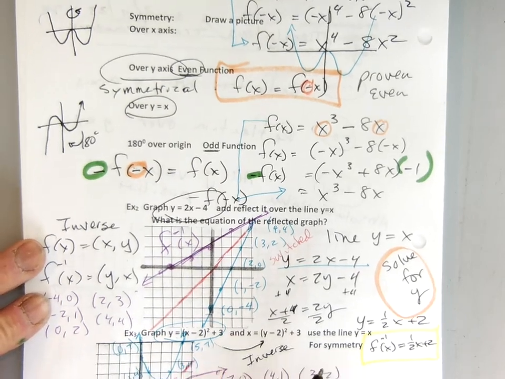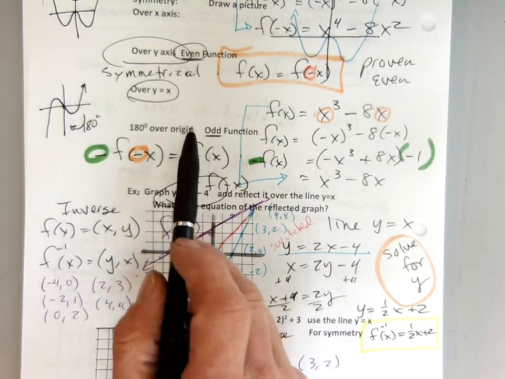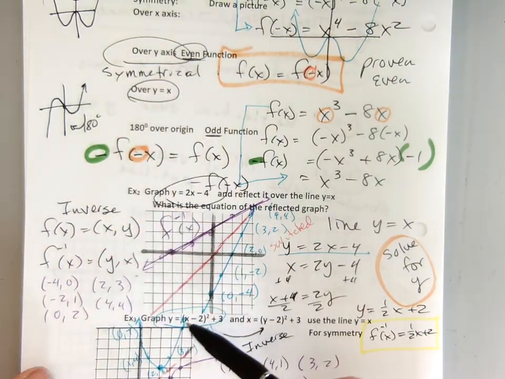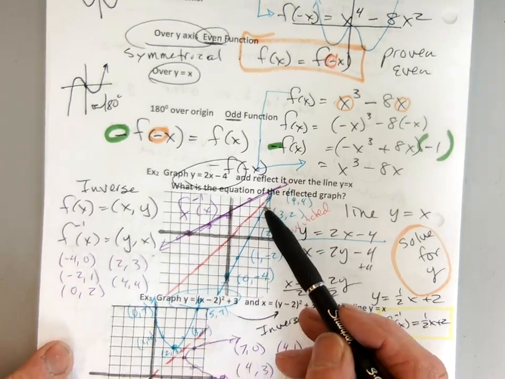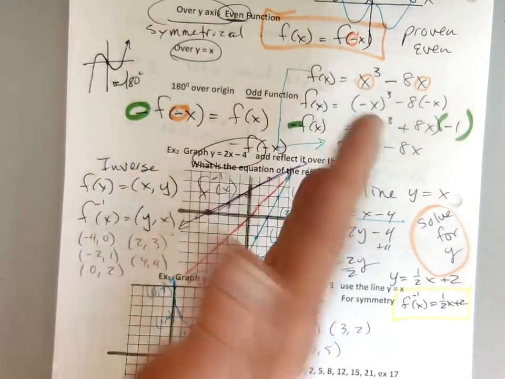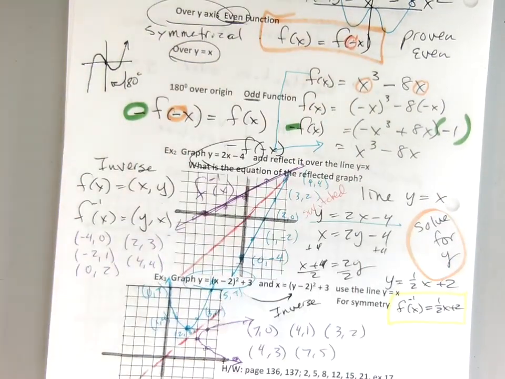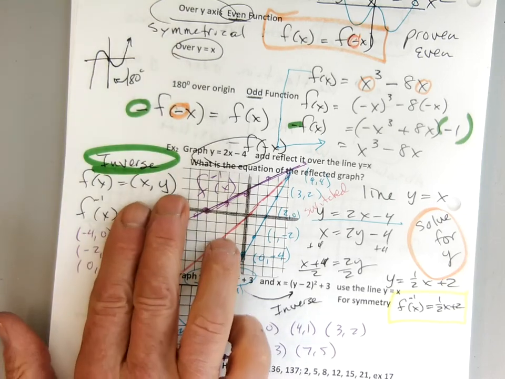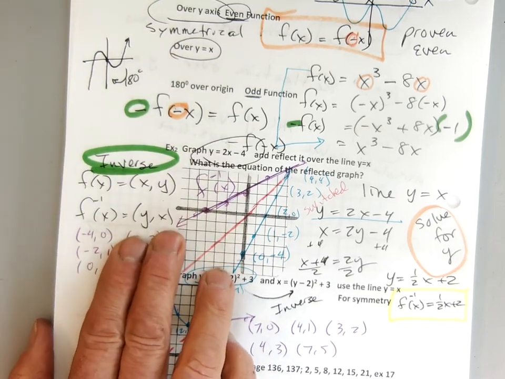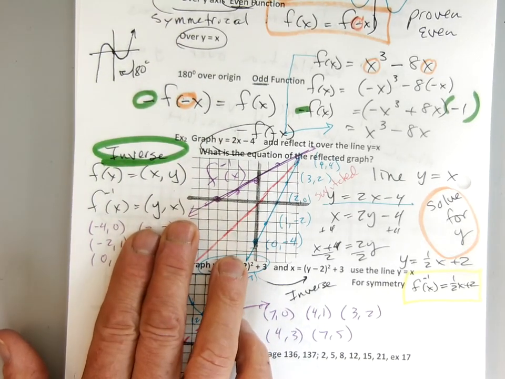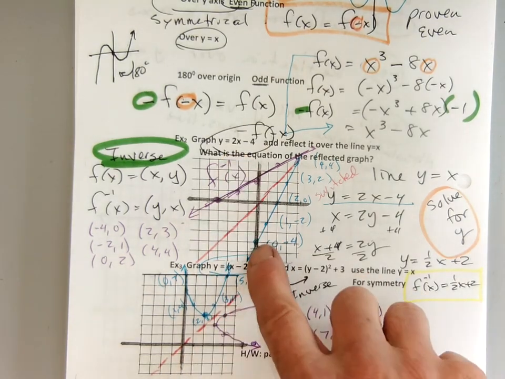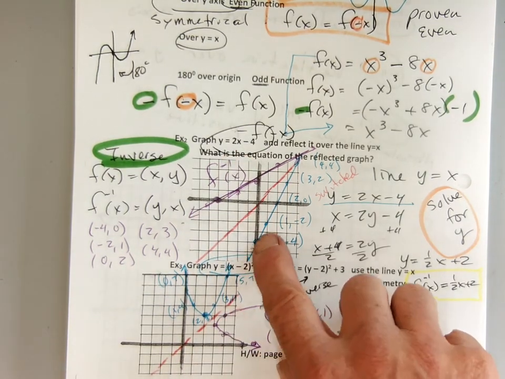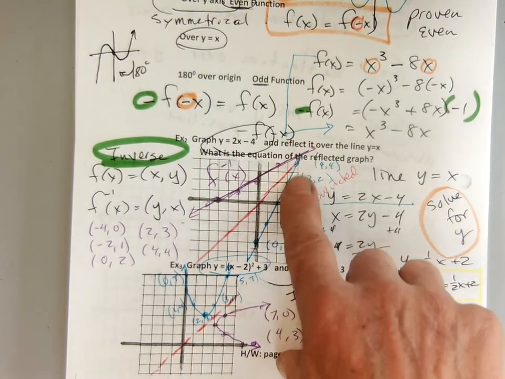The last thing we talked about is reflection over y equals x. So that's this line right here. We learned last year that any function reflected over that line is its inverse. To do an inverse, we just switch x and y. So the x, y values switch: x becomes y, y becomes x. I graphed my first equation, started at -4, and went up 2 over 1, up 2 over 1. Here's my original function in blue.